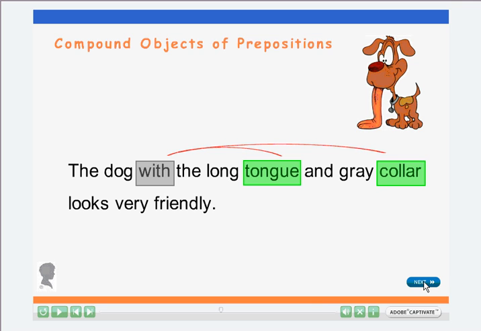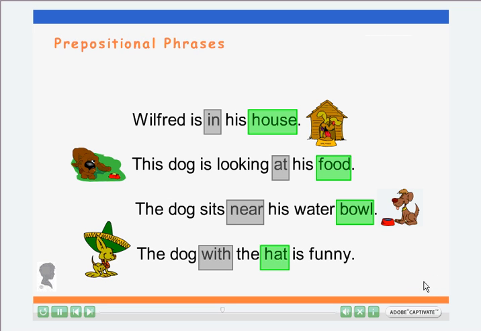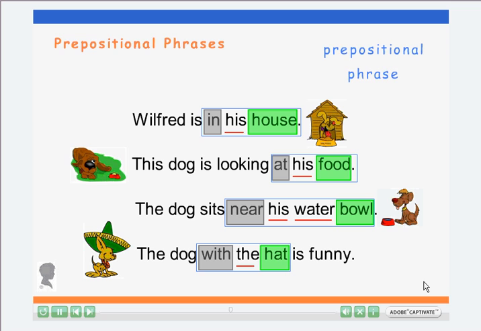Click Next. Look at these 4 sentences again. There are words that appear between the preposition and its object. These words modify the nouns that follow them. Each preposition, its object, and the words that modify the object form a prepositional phrase. Study the prepositional phrases on this slide and then click Next to practice finding them on your own.